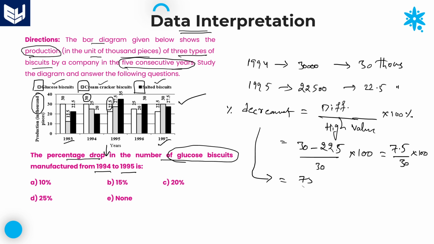7.5 is nothing but 75 by 10. The 10 goes to the denominator, so it becomes 300. 75 by 300 into 100, that is the value. Two zeros cancel. 75 by 3 is equal to 25 percent. It means the percentage decrement is 25 percent. It decreases by 25 percent from 94 to 95 for the glucose category, the first category. That is the answer.